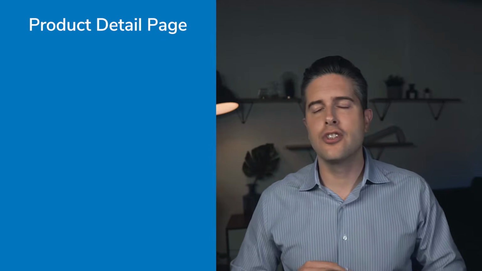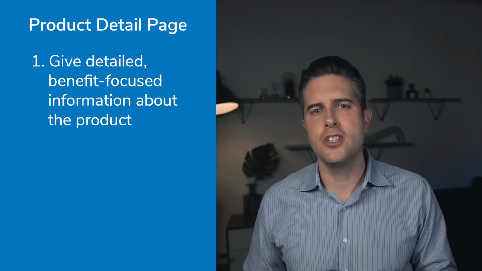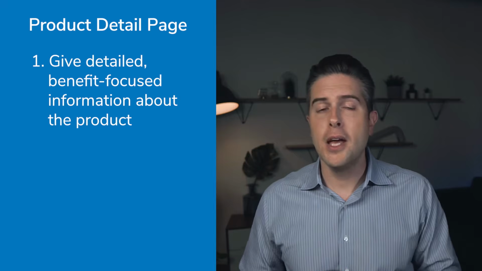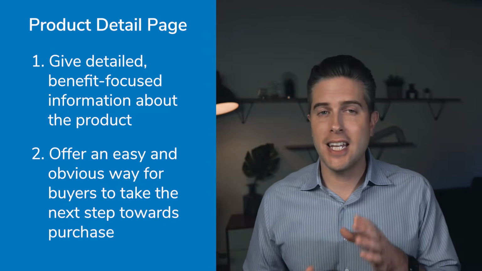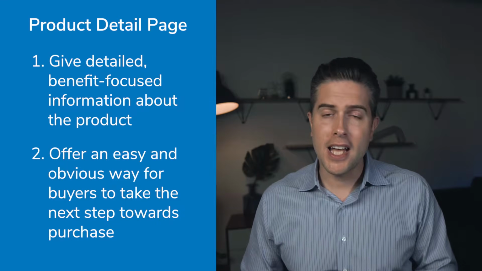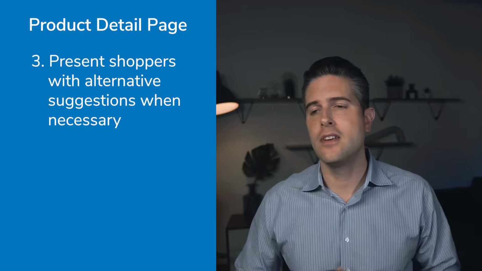To start, your e-commerce product detail page must do 3 things extremely well. It must give detailed, benefit-focused information about the product in question. It must offer an easy and obvious way for buyers to take the next step towards purchase. And lastly, it should present shoppers with alternative suggestions when necessary.